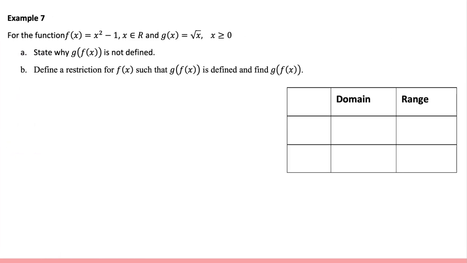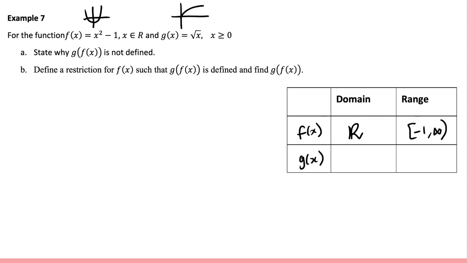So let's try out example 7. For the function f of x equals x squared minus 1, and g of x equals root x, state why g of f of x is not defined, and then define a restriction. We're going to do the same thing with the table. We've got f of x and g of x. Now f of x is a parabola, so the domain is all real values. The range has been dropped by 1, so that'll be from -1 to infinity. For g of x, this is just a square root, so the domain is 0 to infinity, and 0 to infinity for the range as well.